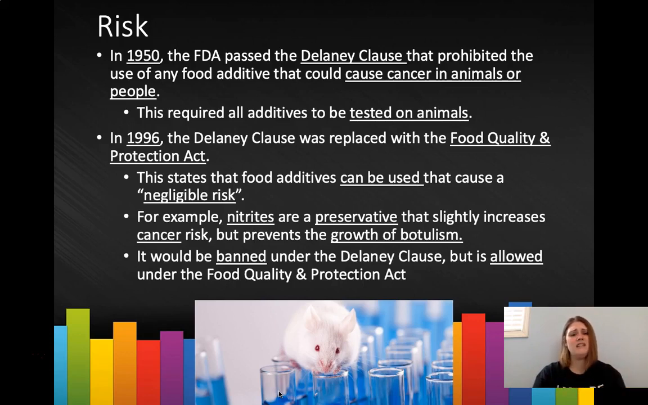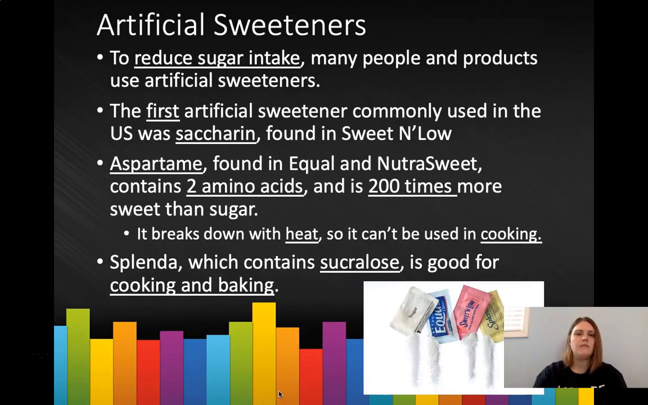And that's what the Food Quality Protection Act was doing. They were saying, hey, we're going to let people make the choice about the risks that they want to take. So some things that would have been banned under the Delaney Clause are now allowed under the Food Quality Protection Act. I promised you artificial sweeteners, so here we go.